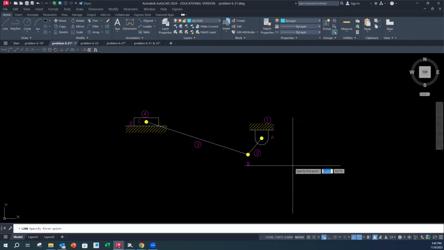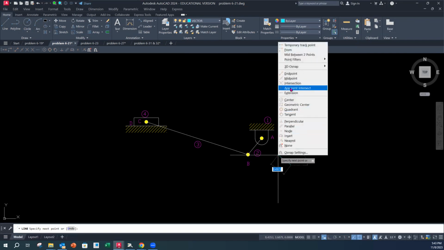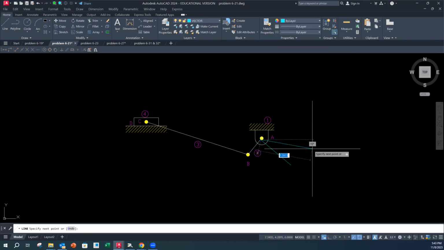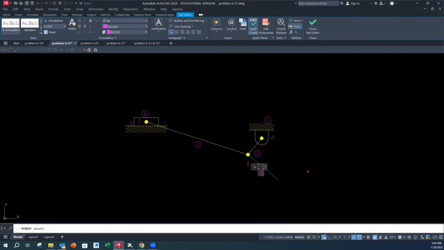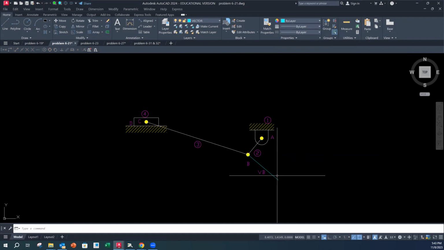I'm just going to draw a line, and I'm going to go kind of random length right now. I'm going to do shift right mouse button to get my object snaps up, and I'm going to go perpendicular to link number 2. So it's going to make a line perpendicular to it. Now that's the direction of B, and I'm going to move it out a little bit, maybe on the end point there. Then I'm going to copy this B, scooch it down, and make sure that this is labeled as VB. So it's the velocity of B.